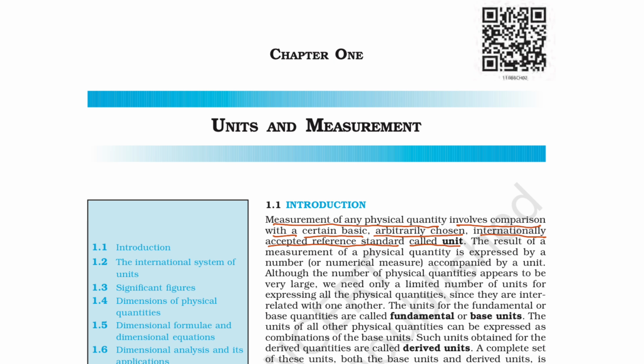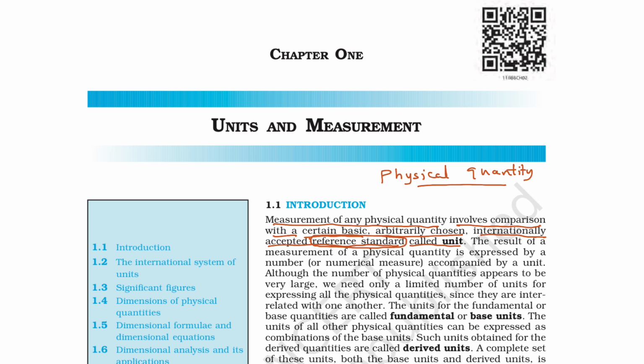Now here the focus area should be physical quantities. Physical quantities are those quantities that can be measured. So if we can measure a quantity, we can call it a physical quantity, such as length, temperature, pressure, etc. Now, to measure a physical quantity, we need certain standards. These are called the reference standards.